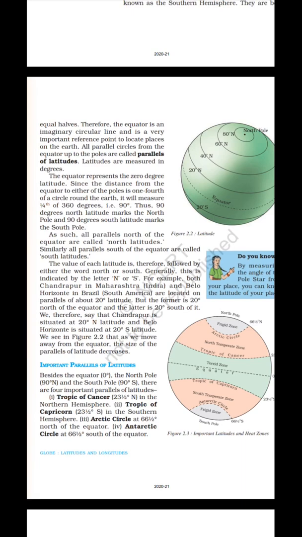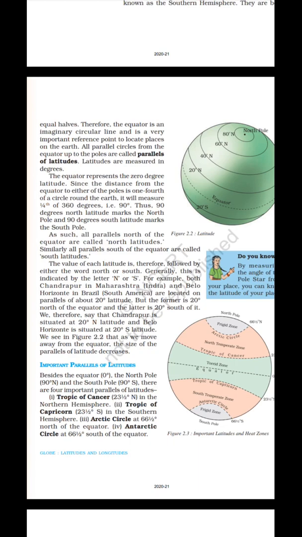The equator represents the 0 degree latitude. Since the distance from the equator to either of the poles is 1/4 of a circle round the earth, it will measure 1/4 of the 360 degrees. That is 90 degrees. Thus, 90 degrees north latitude marks the North Pole and 90 degrees south latitude marks the South Pole. As parallels north of the equator are called north latitudes, similarly all parallels south of the equator are called south latitudes. The value of each latitude is therefore followed by either the word north or south. Generally, this is indicated by the letter N or S.